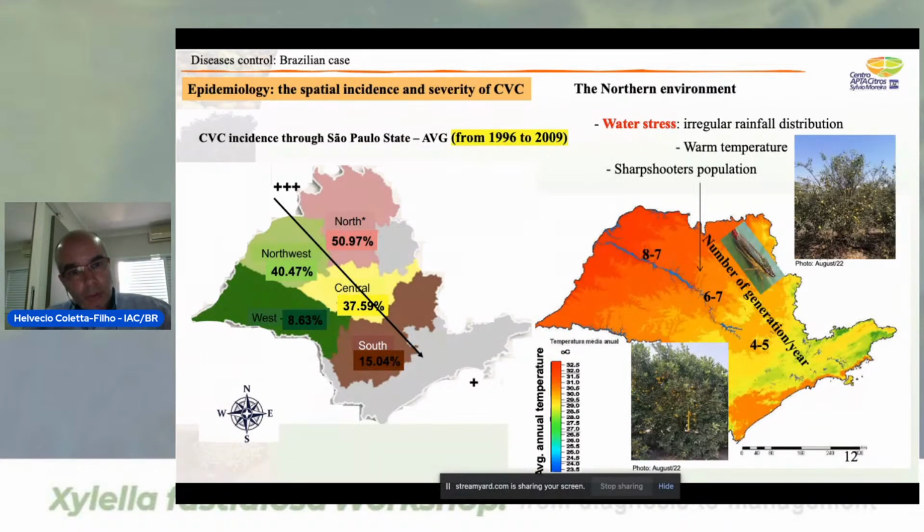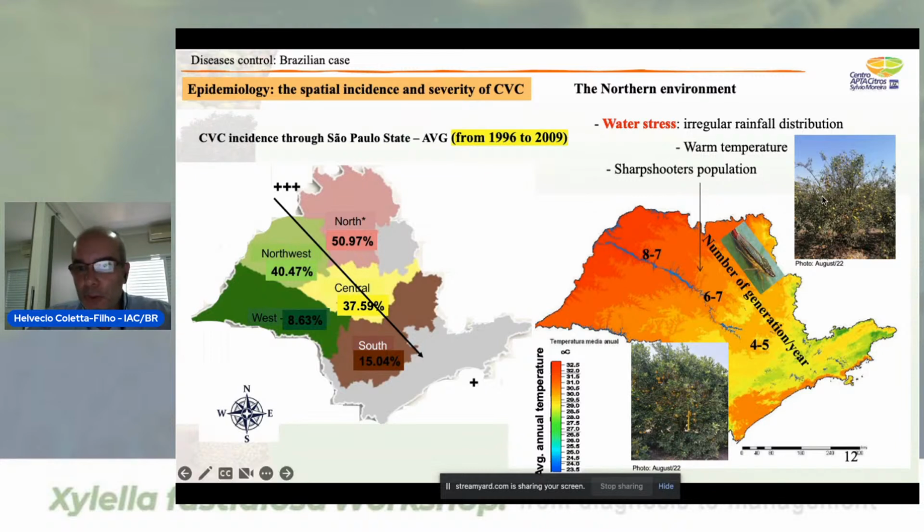Just for looking a little bit more at these different regions, north and south of São Paulo state. What is the difference? The north of São Paulo state is characterized by irregular rainfall distribution. The total rainfall is almost the same from south to north, but in the north there is an irregular distribution.